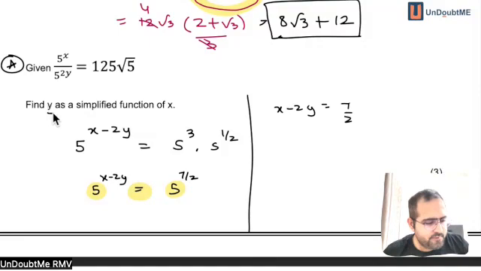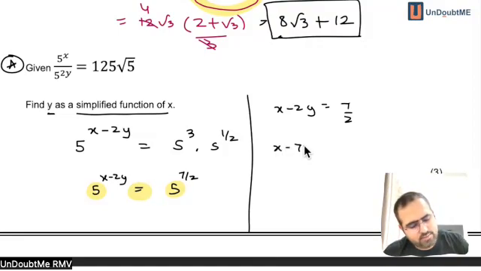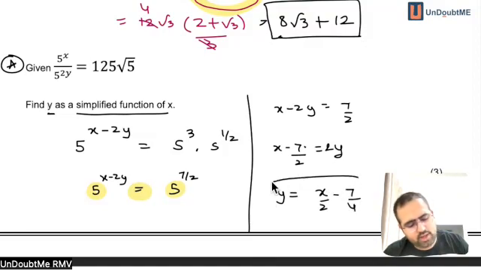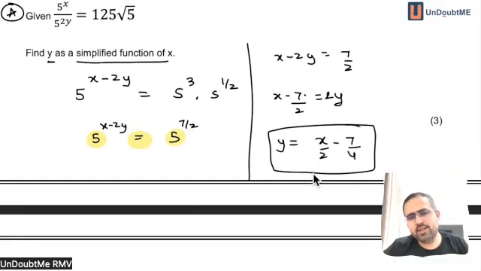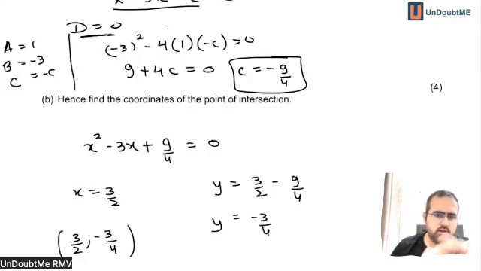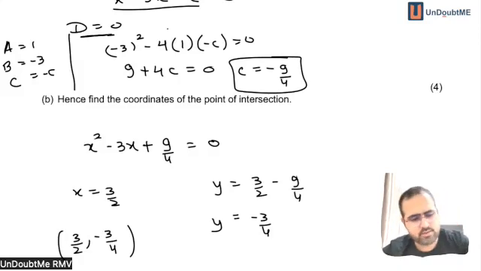Now they are saying that find y as a simplified function of x. We need to make y the subject. It means that x minus 7 by 2 is equal to 2y, and then dividing everything by 2 will give me x by 2 minus 7 by 4 as y. You can leave it in this form also, or if you want, you can take LCM, but that is of no use, at least for this question. Okay, so the final answer will be only this. Y is pretty much simple. Their values were like decimals and fractions.